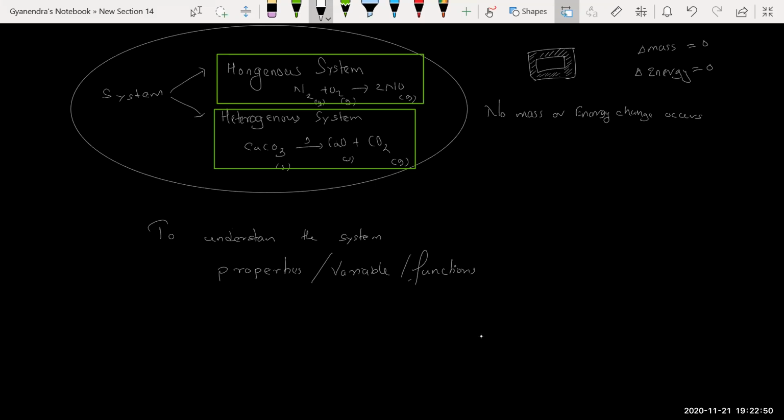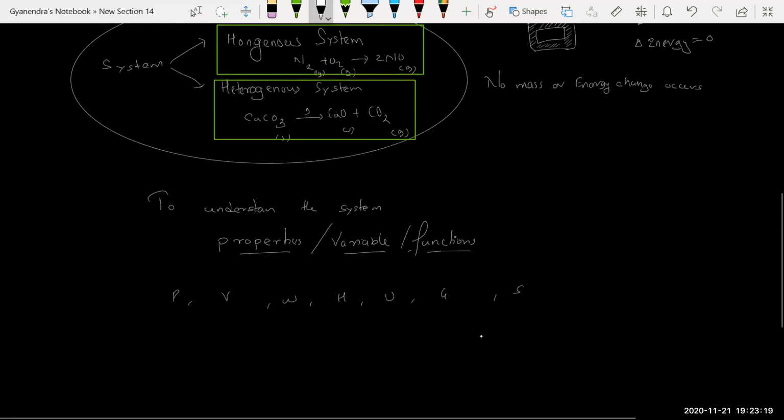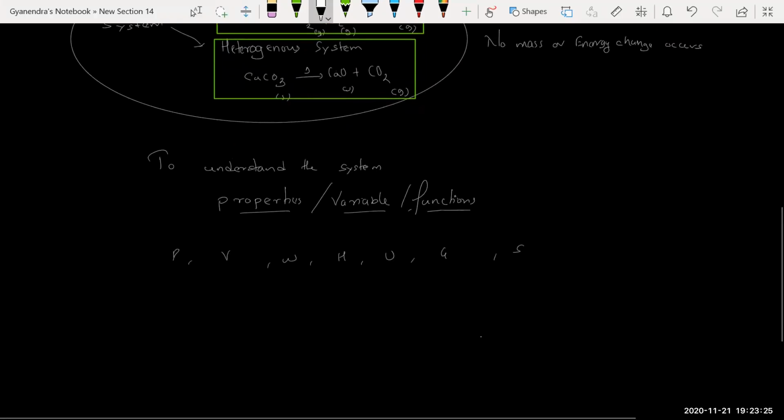Different names are there, Dinesh. And what these things are is a way in which the whole process actually occurs. For example, you can have pressure, volume, work, enthalpy, internal energy, free energy, entropy, right, Dinesh? These are all what we know as the properties, the functions, the variables.